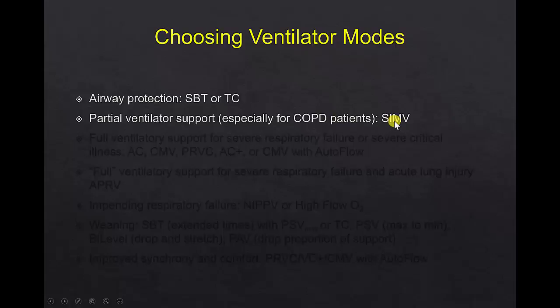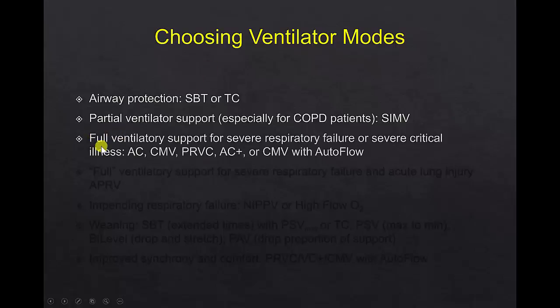One of the modes is IMV. Of course, this can be IMV volume control or IMV pressure control or even IMV PRVC. We choose full ventilatory support for patients with severe respiratory failure or severe critical illness. Full levels of support do not allow any spontaneous breathing. Assist control, whether it's ACVC or ACPC, CMV, which is mandatory ventilation, PRVC, which was that VC plus I showed you. These are all examples of full respiratory support.